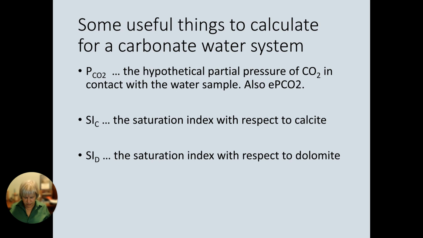Some of the things we want to calculate in a carbonate water system, because they tell us about the source of the water and what's going on with the chemistry. Why we calculate each of these, we'll work our way through. But the 3 I'm going to talk about in this talk: one is the PCO2, which is a hypothetical partial pressure of CO2 in contact with the water sample. Sometimes we express that as an ePCO2. And saturation indices. A saturation index has to do with how close we are to equilibrium with a mineral. In this case, we're going to do calcite and dolomite. Saturation indices are always, always, always with respect to a specific mineral.